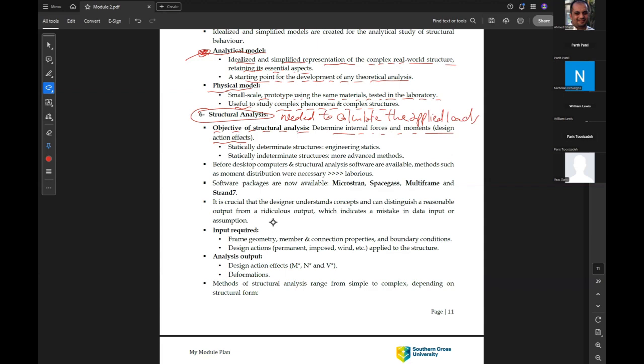If the structure is determinate, we can use engineering statics. If it is indeterminate, more advanced methods are needed. For complicated or indeterminate structures, we can also use software packages like MicroStran, Space Gass, Multiframe, and Strand7. Any of this software can be used for structural analysis. Do you have any idea about any of these software?